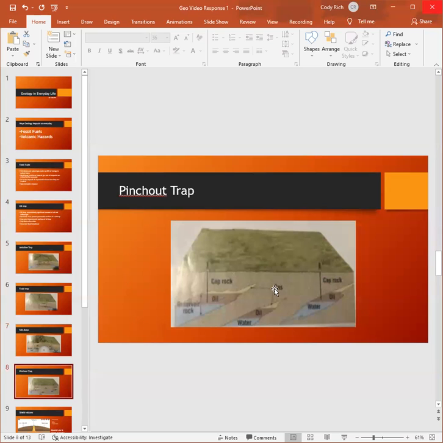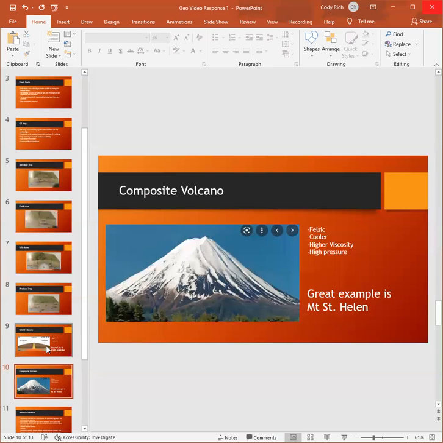And this last one is the pinch out, which is caused by sedimentation rather than a structural deformation. And you can see this sloping bed of sandstone that thins out to a point of disappearance. And same thing, water, oil, gas.